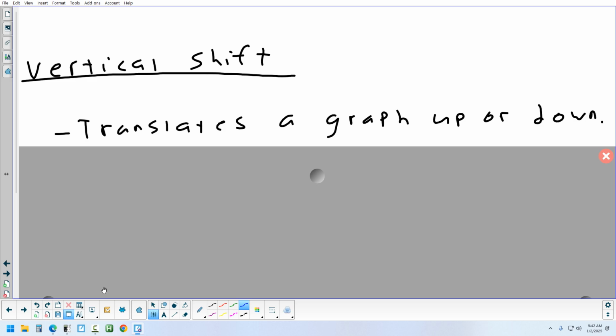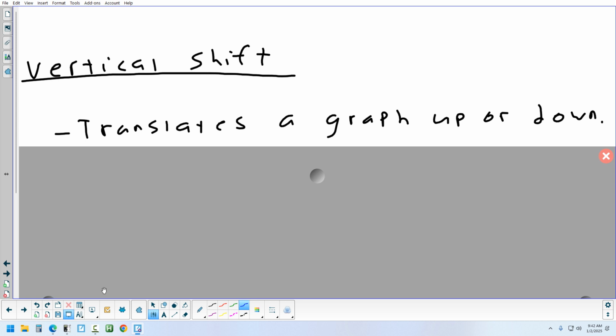What kind of operation is involved in a vertical shift? Is that where we do an add and subtract, or is that where we do a multiply? Is that adding and subtracting? Adding and subtracting. Now, horizontal shift is also adding and subtracting. What's different about vertical?